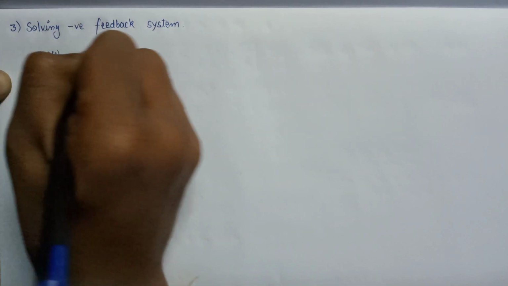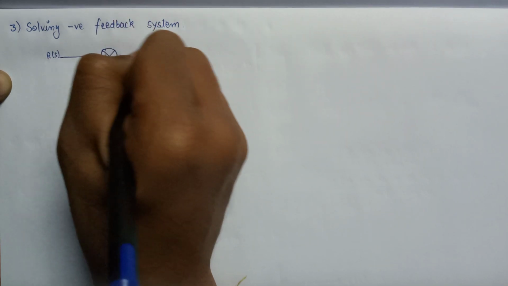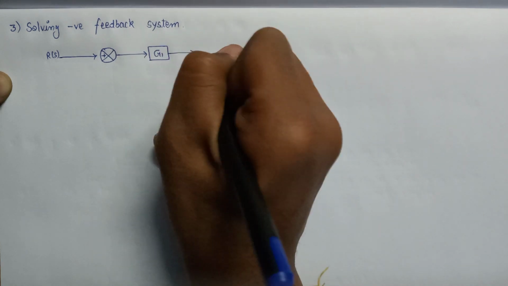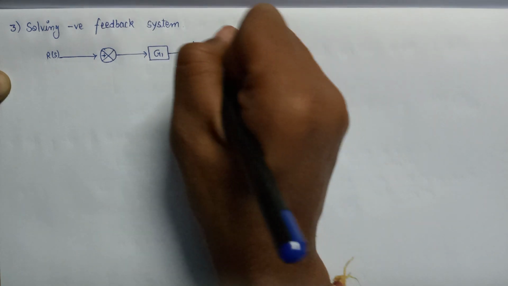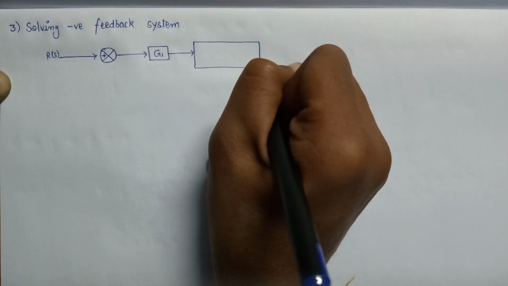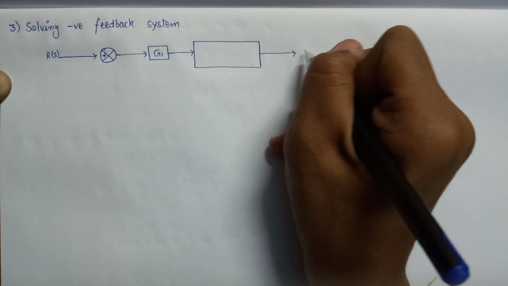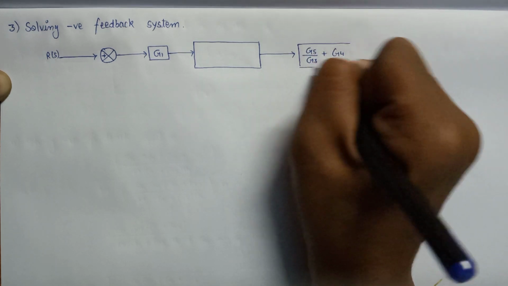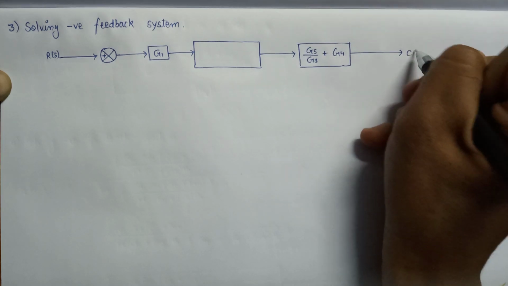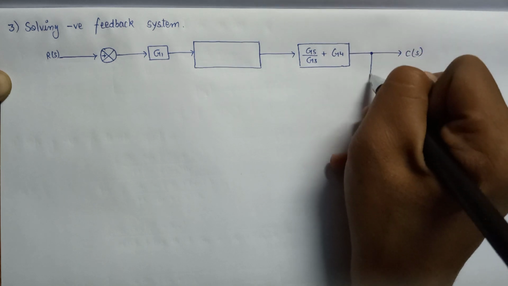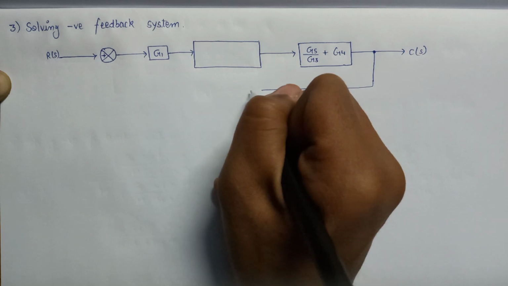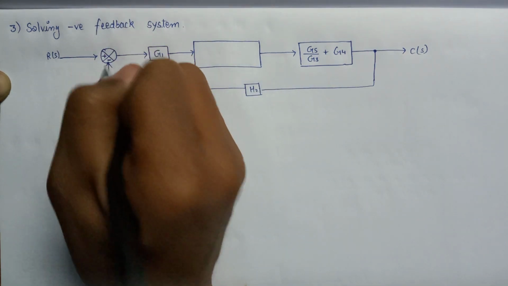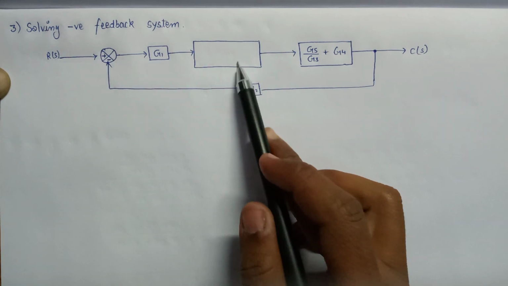Here is the input R of S that is applied to the summer with positive polarity, and here is the gain G1, and here is the gain, or the equivalent gain, that will come out after solving the negative feedback system. After this, another block having the gain G5 over G3 plus G4 is connected, and it is the overall output. Here is another takeoff point having the feedback path gain equal to H2, connected to this summer with a negative polarity. Now let's think about what will come in this block.